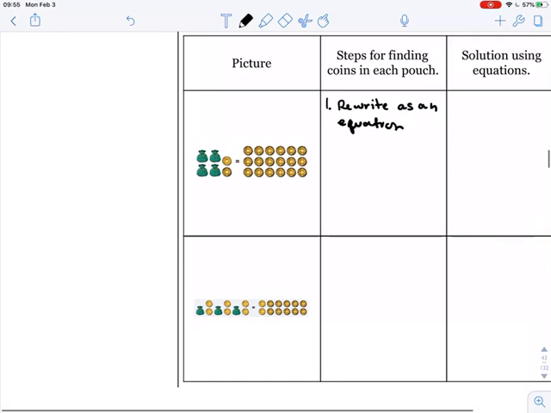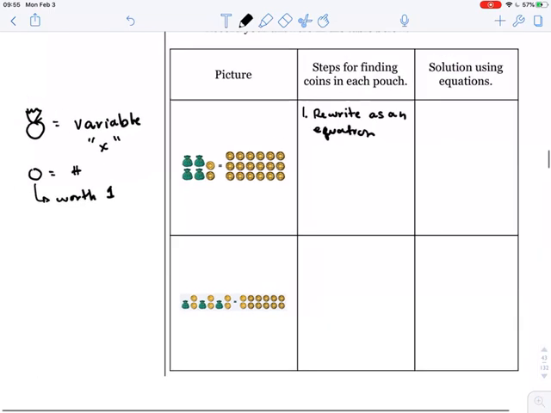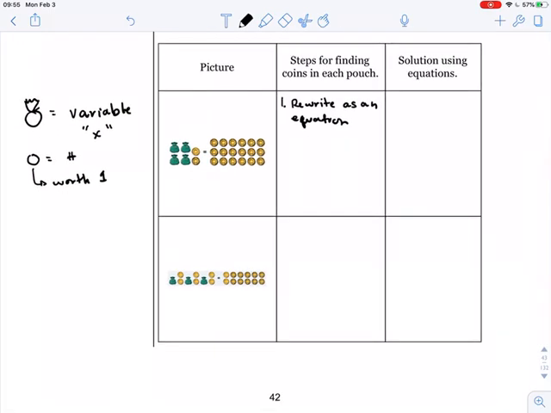Now, keep in mind, anything that is a pouch is a variable, and in this case, we're going to use the variable x, and any coin is going to be a number. Every coin is worth 1. This is worth 1. All right, so here's our equation.